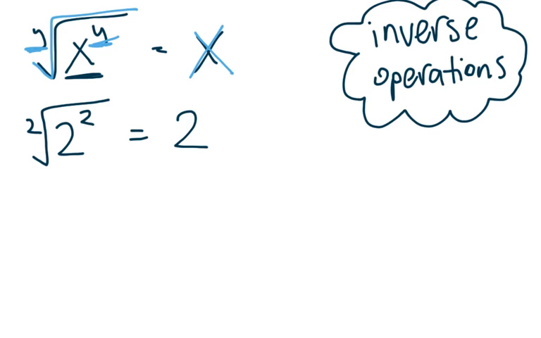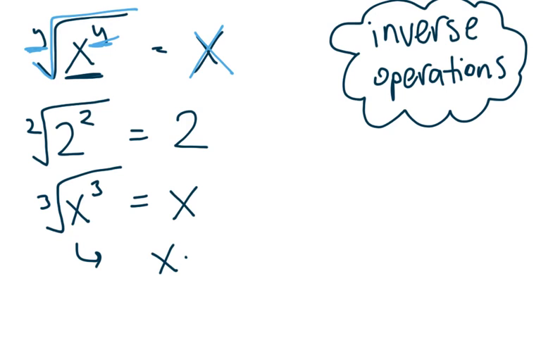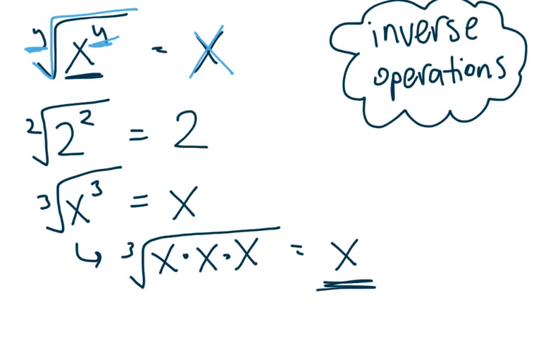If you raise x to the cubed power, x to the third power, and you take the cube root of that, you're going to end up with x. Another way to look at that is x times x times x, which is x cubed, and you take the cube root of that, you end up with just x, because those are inverse operations.